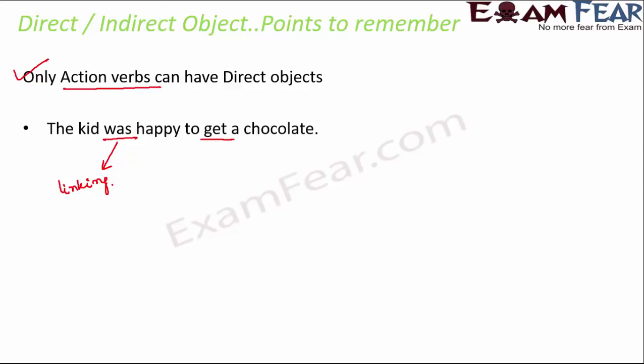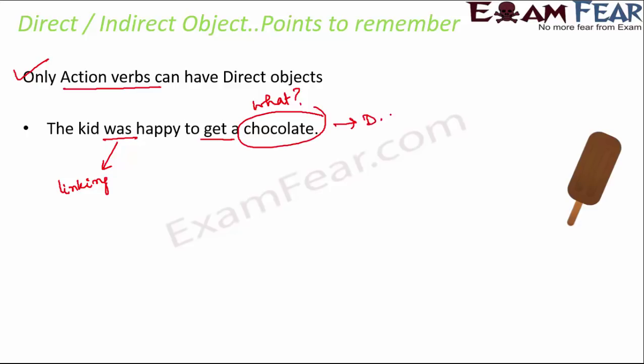So then which is the object here? You have to ask a question with the action verb. The action verb here is get. Getting something means some action is happening. So if you ask the question, the kid was happy to get what? The answer would be chocolate. That means chocolate is the direct object here. So it is very important that whenever you ask the question for direct object, that question what or whom must follow an action verb and not a linking verb. So that's the first thing.